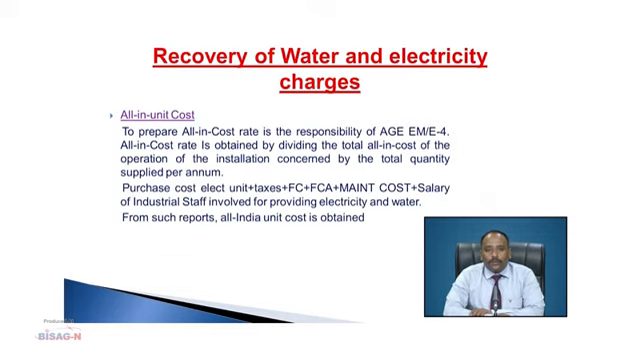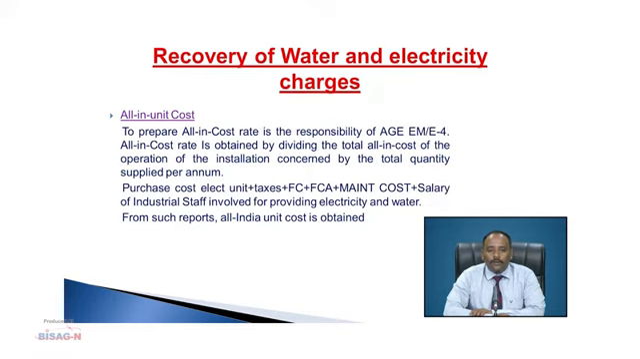What is all-in unit cost? To prepare all-in unit cost, it is the responsibility of AGE B/R or E4 section. All-in cost rate is obtained by dividing the total all-in cost of operation of the installation by the total quantity supplied per annum, that is purchase cost of electricity, taxes, FC, FCA, maintenance cost, plus salary of the industrial persons involved for providing electricity and water.